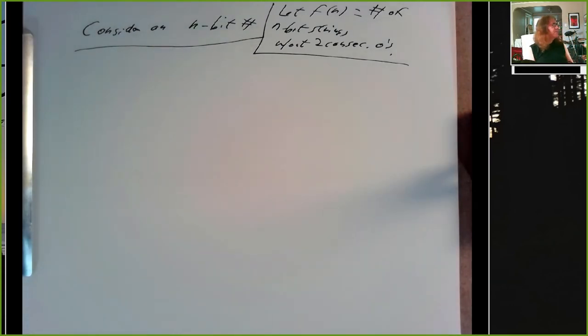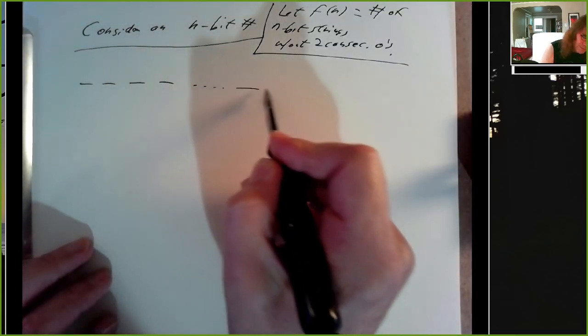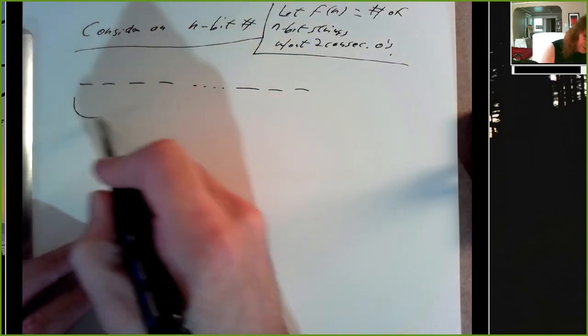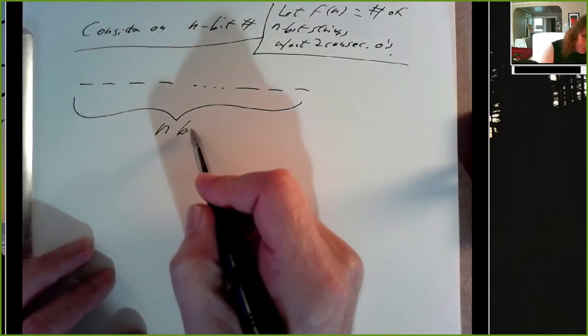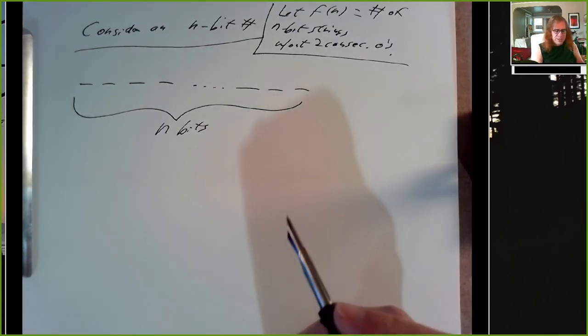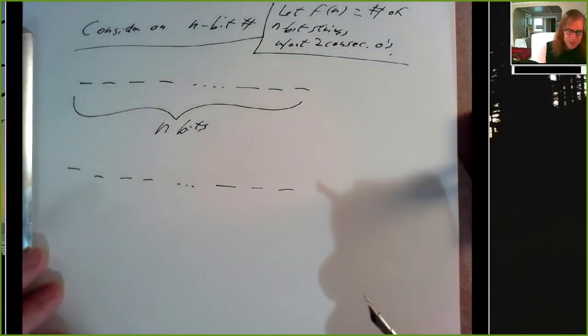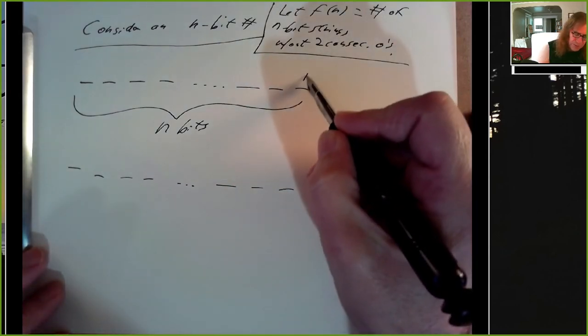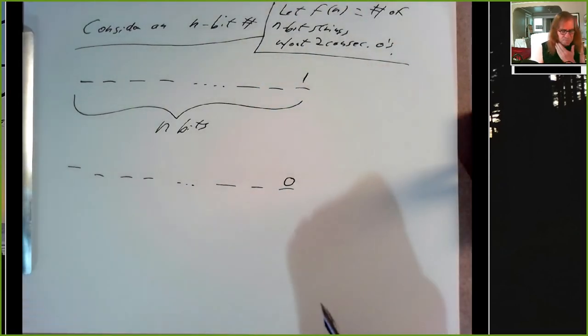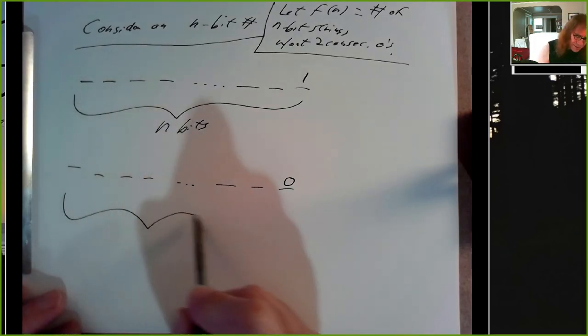So let's consider an n-bit number. So we have a total of n bits. All right, and there are two possibilities. Our number can end with a 1 or it can end with a 0. Both are possible, right? All right, and these are n bits.